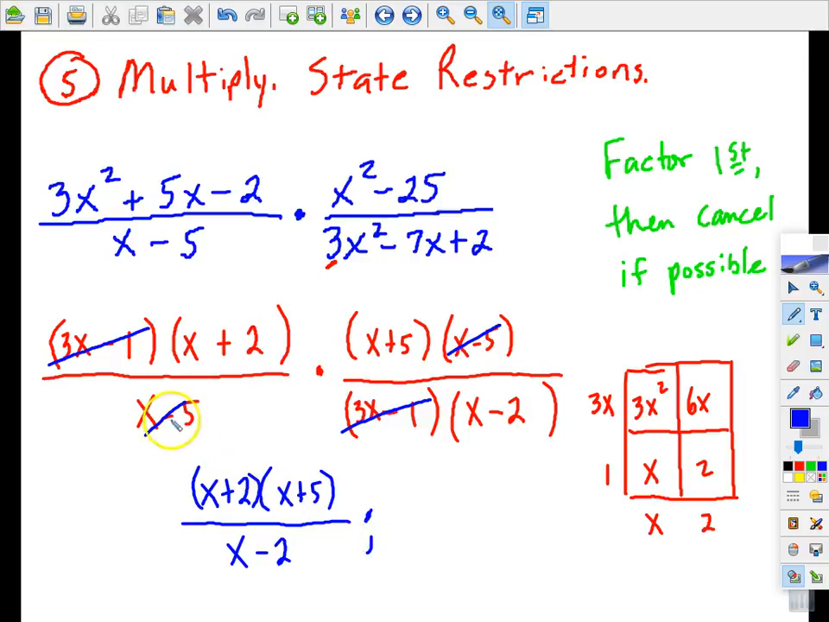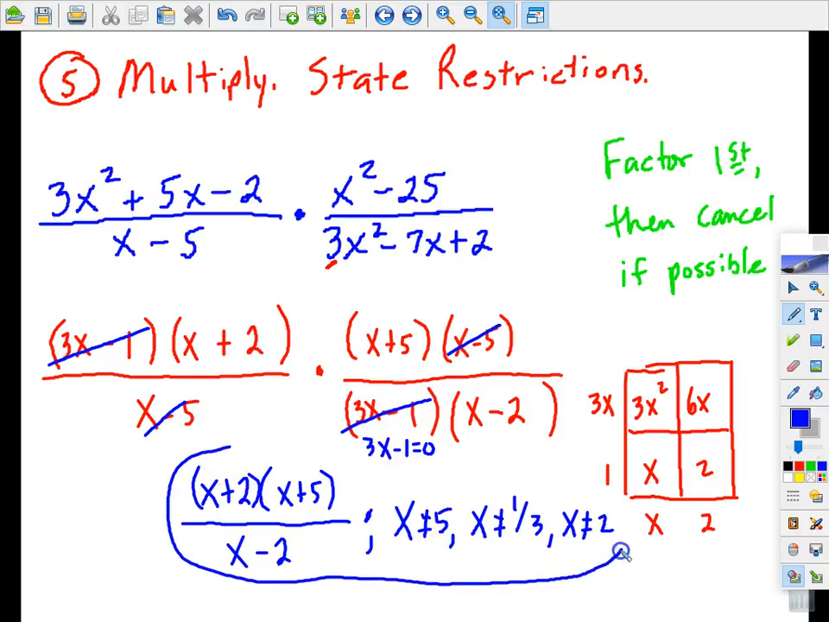All right, so for restrictions, I just start looking at all the denominators, all the factors of each denominator. So in this first denominator, I cannot let x become 5. Here, I cannot let x be 1/3. And if you're not sure why, we'll just let 3x minus 1 equal 0 and solve for x, and you'll see that you get 1/3. And here, I cannot let x be 2. If I let x be any of these three numbers, then I'm going to get 0 in a denominator, which is undefined. Okay, so this would be my final answer to this example.